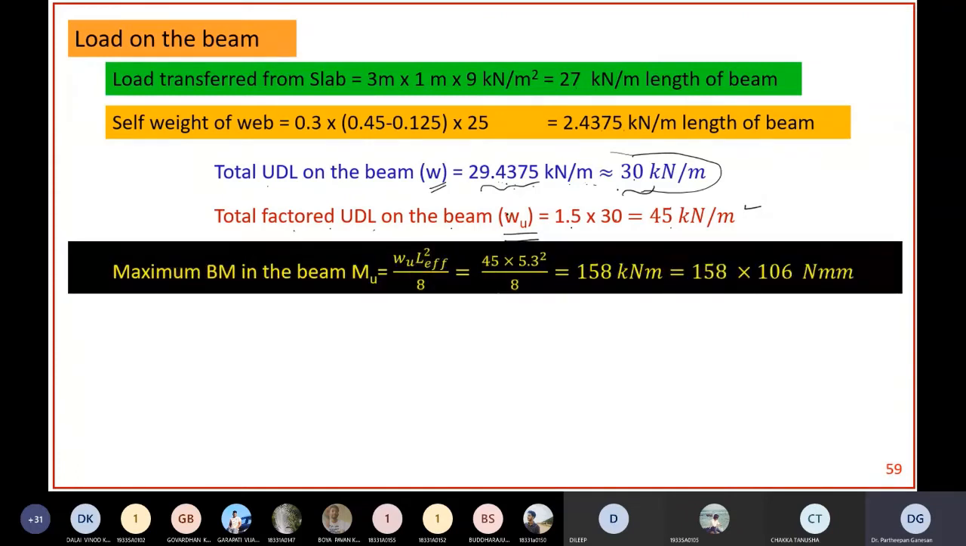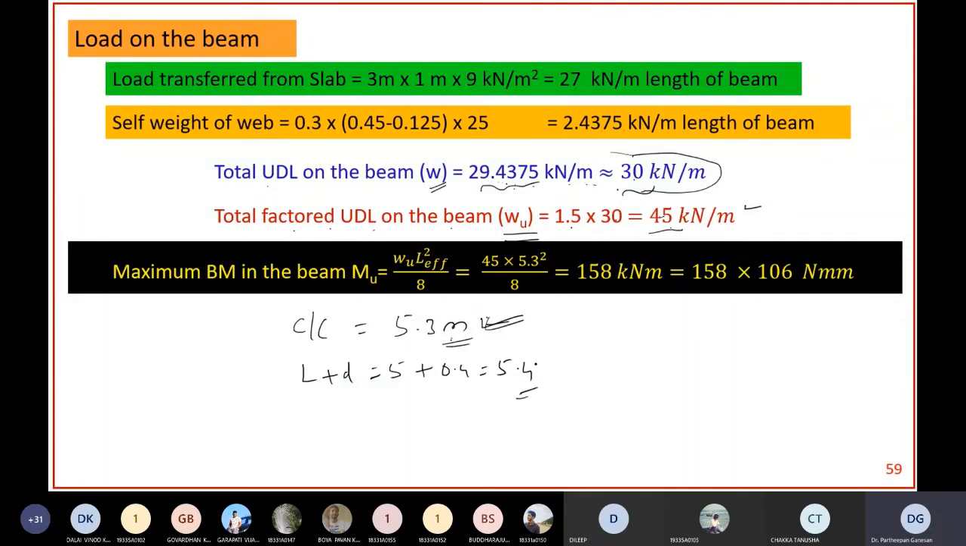So maximum bending moment in the beam, you know, for a simply supported beam, maximum bending moment is WL square by 8. Instead of W, you should have Wu. Instead of L, you should have L effective. So 45 kilonewton per meter is W, and L effective you already found out, 5.3 square by 8. So remember, center to center of support was 5.3 meter. L plus d, that is 5 plus d, which is 0.4, gives 5.4. So we have taken 5.3. That was correct only.